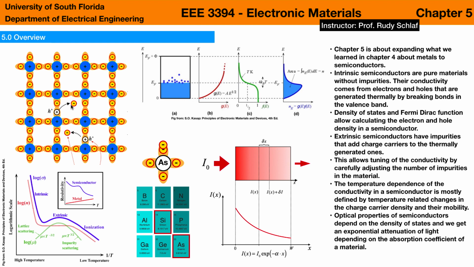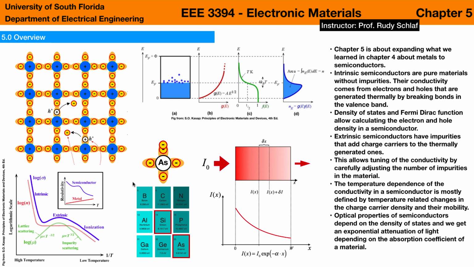Then we'll move on to extrinsic semiconductors, where we will add impurities to this material. For example, if one puts arsenic into silicon, arsenic has 5 electrons, silicon has only 4 electrons. That means there is 1 electron too many, and that allows us to generate additional electrons in the conduction band. So this is a great way to tune the conductivity of semiconductor materials. So extrinsic semiconductors are very important for semiconductor devices.